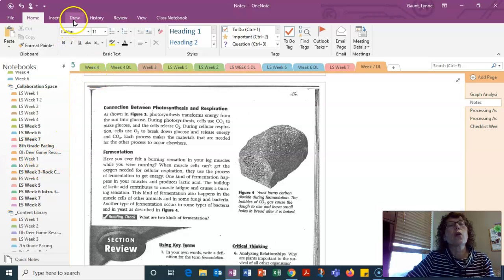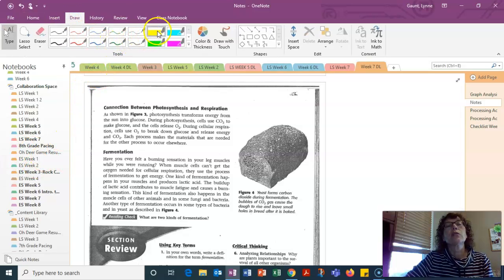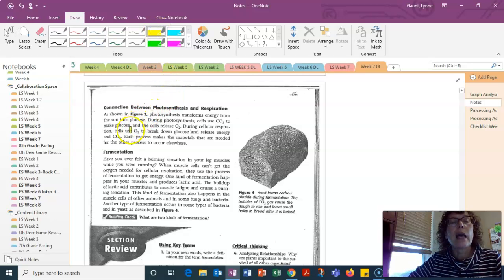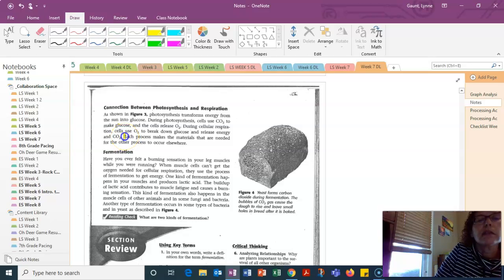So let's go to the drawing tool, drawing tab, and choose a highlighter. I'm using yellow, and I'm going to highlight the last sentence in that paragraph where it says, each process makes the materials that are needed for the other process to occur elsewhere.